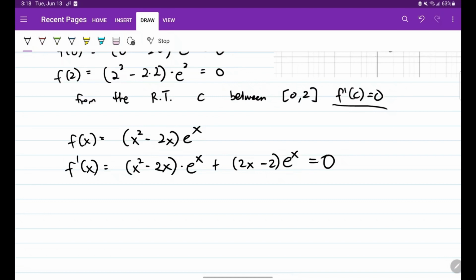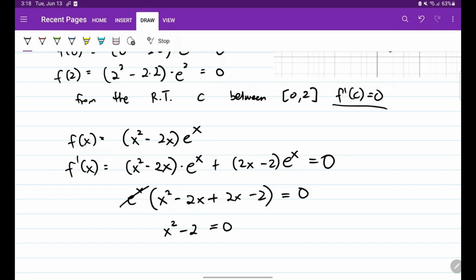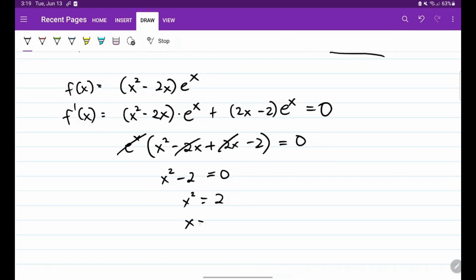Now we can try to simplify everything. We can factor out e to the x, so this becomes e to the x times x squared minus 2x plus 2x minus 2 is equal to 0. Assuming that e to the x is not equal to 0, which it never is, we can just cancel out e to the x. So we are left with x squared minus 2x plus 2x, which just cancels, minus 2 is equal to 0. So now we are left with x squared is equal to 2, so x would be equal to plus and minus square root of 2.